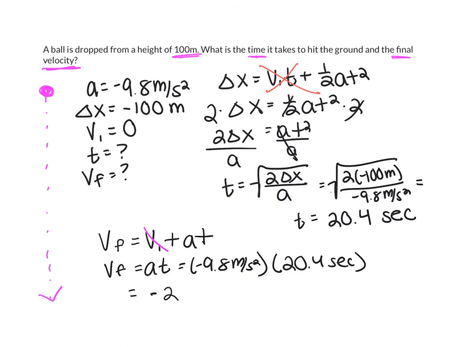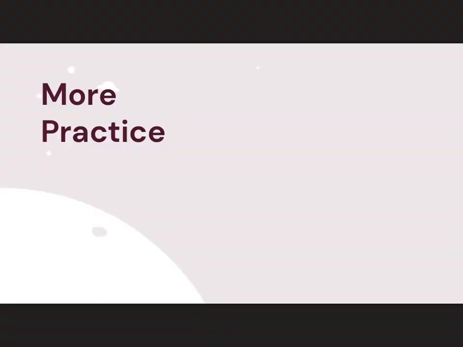I'm going to get negative 200 meters per second. Wow, that thing's moving fast. Why is this negative? Because when it's hitting the ground, it is going downwards. Remember, velocity is a vector, okay? If it asks for the speed when it hits the ground, that would just be 200 meters per second. Here are a couple more practice problems for you to do.